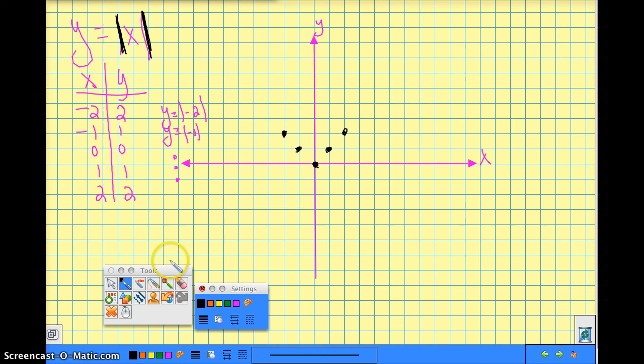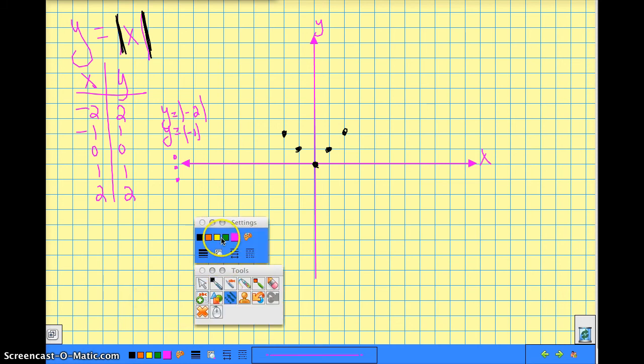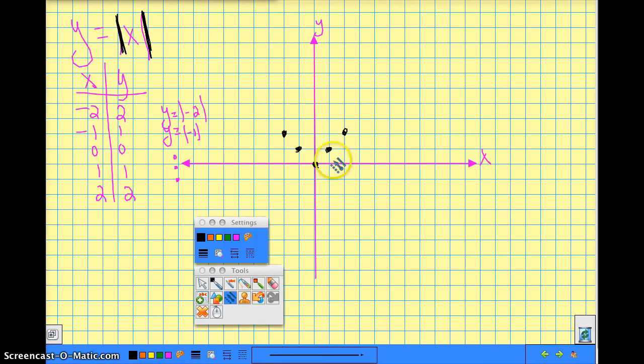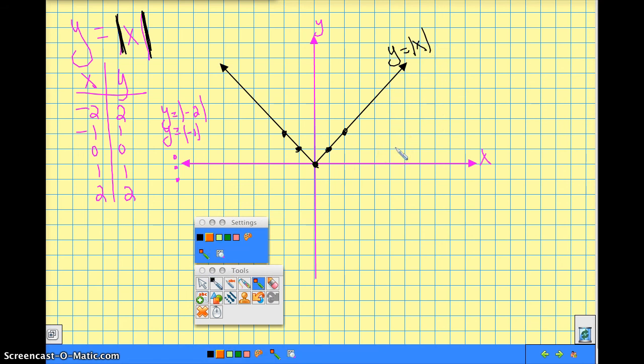This would go on forever, so make sure you go ahead and connect it with a line, arrowing it off in one direction to infinity. And there's my V. Then don't forget to go ahead and label it y equals the absolute value of x. This is a picture of the parent function, which again, don't forget, is y equals the absolute value of x.